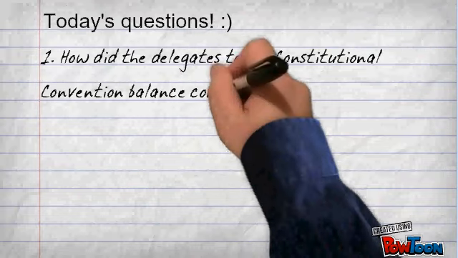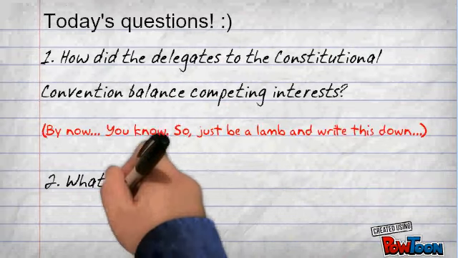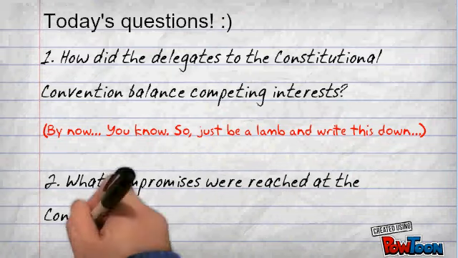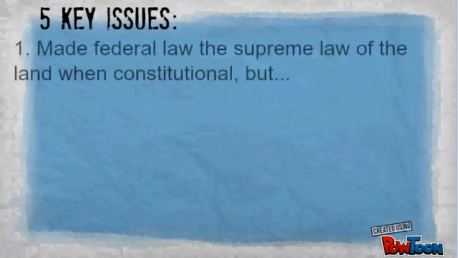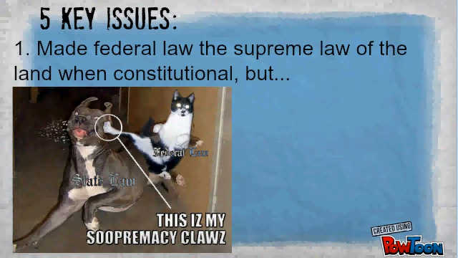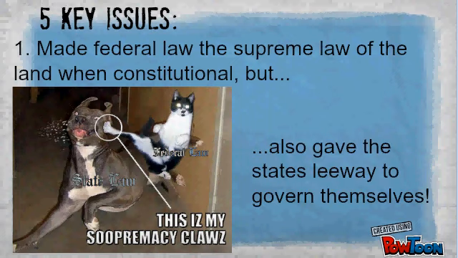How did the delegates to the Constitutional Convention balance competing interests, especially between the North and South, and what compromises were reached? Number 1. Alright, so there's going to be 5 key issues. The first one is, it made federal law the supreme law of the land when constitutional. So this is what we call the Supremacy Clause. If it's not constitutional, though, they couldn't do it, and it gave leeway to the states so that the states had actually a lot of power themselves.